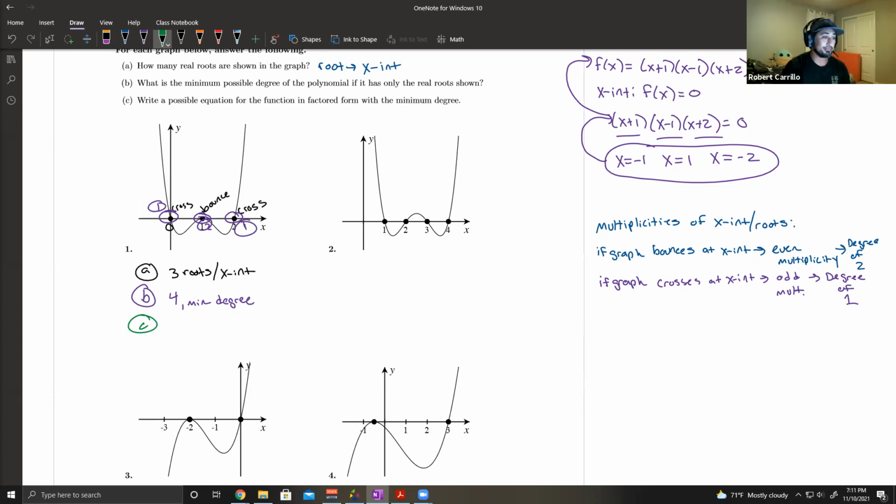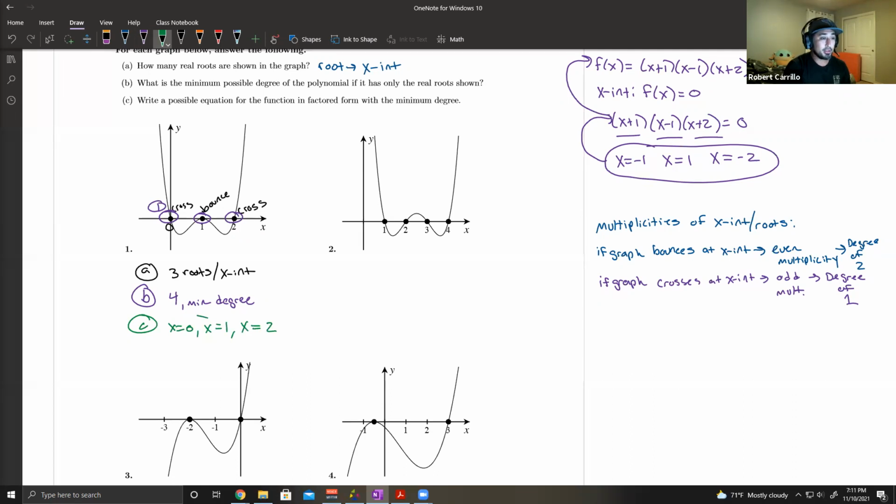So now we know roots. Now we know multiplicities. Now we know the minimum degree. Now we want to put an equation together from these x-intercepts and knowing the minimum degree. So looking at our x-intercepts again, which were at x equals 0, x equals 1, and x equals 2.